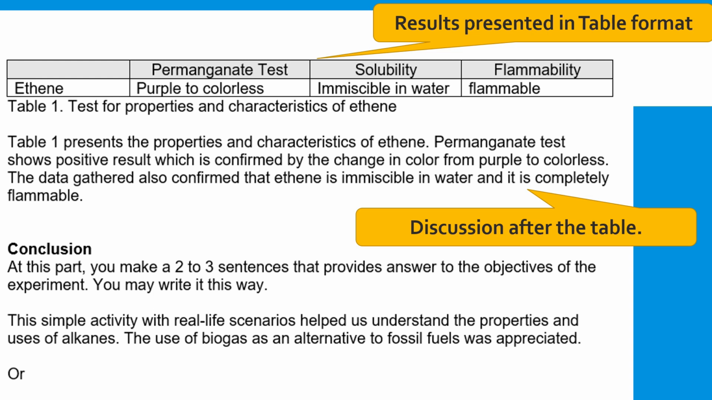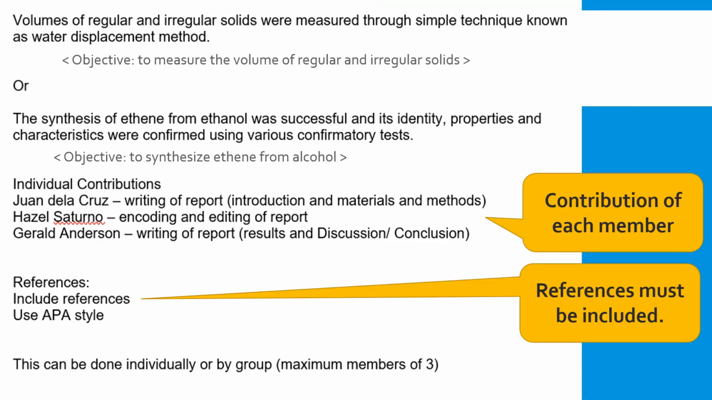Ang part na to ay super simple. One sentence is enough, pero dapat yung sentence na yun is complete. Ano bang laman ng conclusion? This part of your report provides answers to the objectives of your experiment. So you may write it like, this simple activity with real-life scenarios helps us understand the properties and uses of a certain topic. Okay, yung example natin kanina, say for example, dun sa measurement ng mga volumes ng regular and irregular solid.